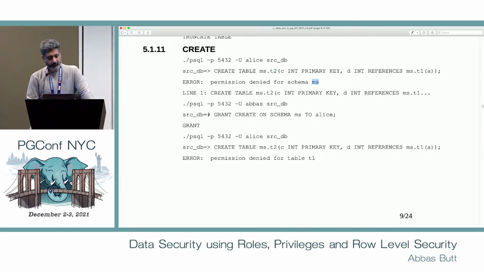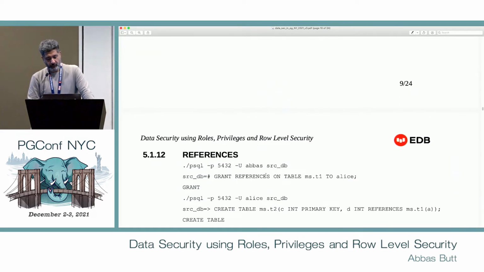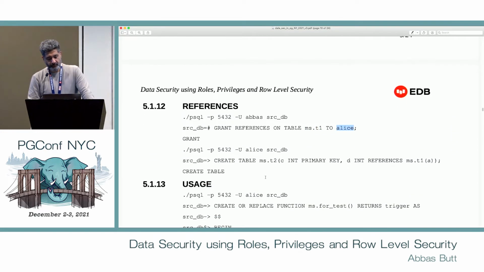Once I grant create on schema to Alice, I would get the permission denied for table T1, because references is also a privilege that has to be granted if a user can refer a table within another table creation statement. Once I do that, grant references on table T1 to Alice, I will be able to create a table that references another table in the schema.